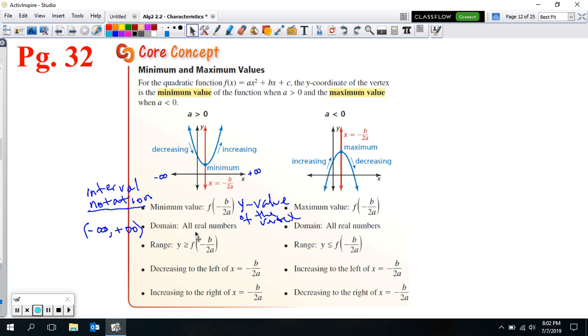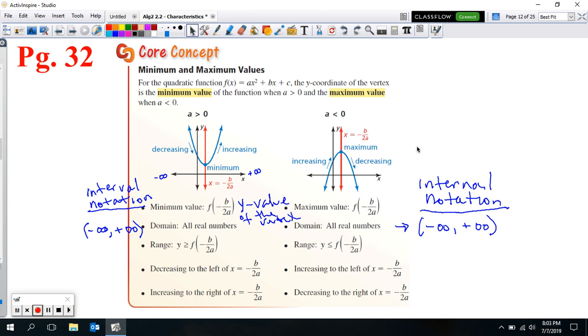So it's kind of like a number line, right? The smaller numbers go on the left, the bigger number would always go on the right in the interval notation. On this side over here, we'll do the same thing. I'm going to put down just interval notation on this side. We're going to list them on this side as well, which would be negative infinity, comma, positive infinity, all real numbers. So whether it's opening up or down, it is going to have that same domain.